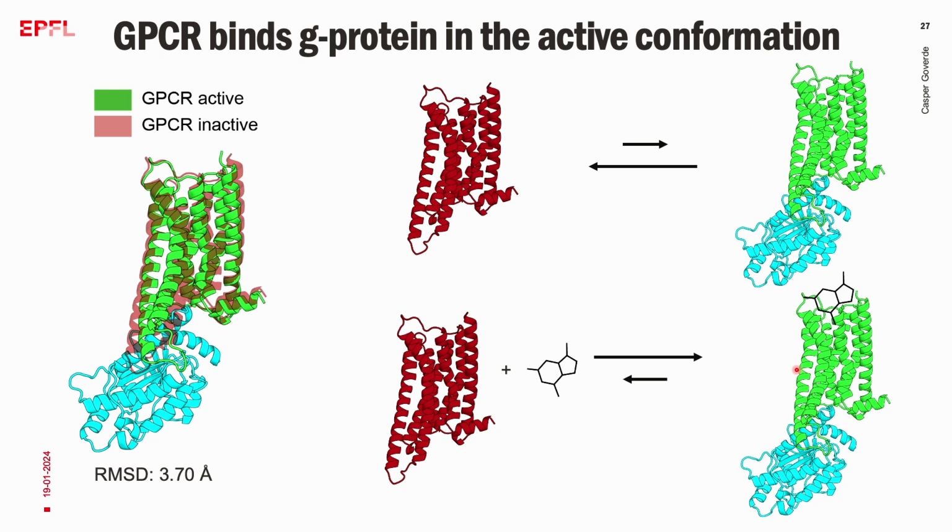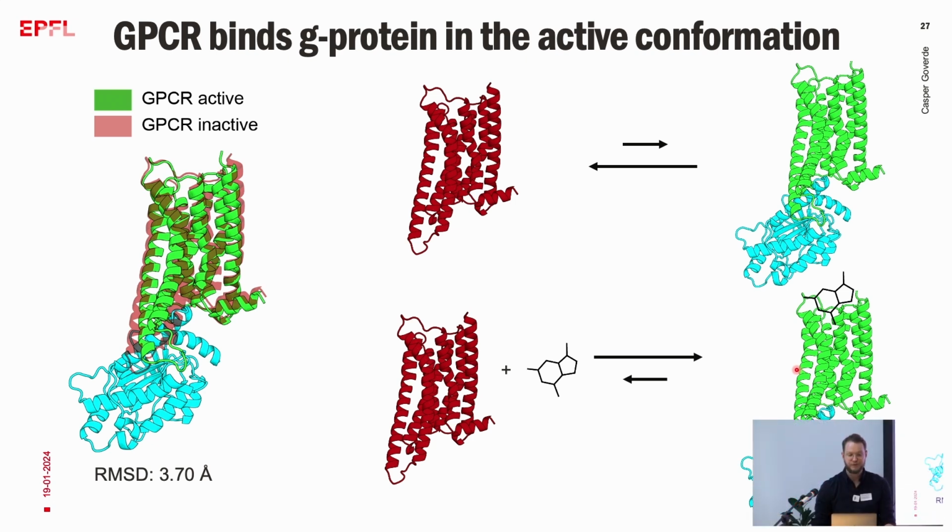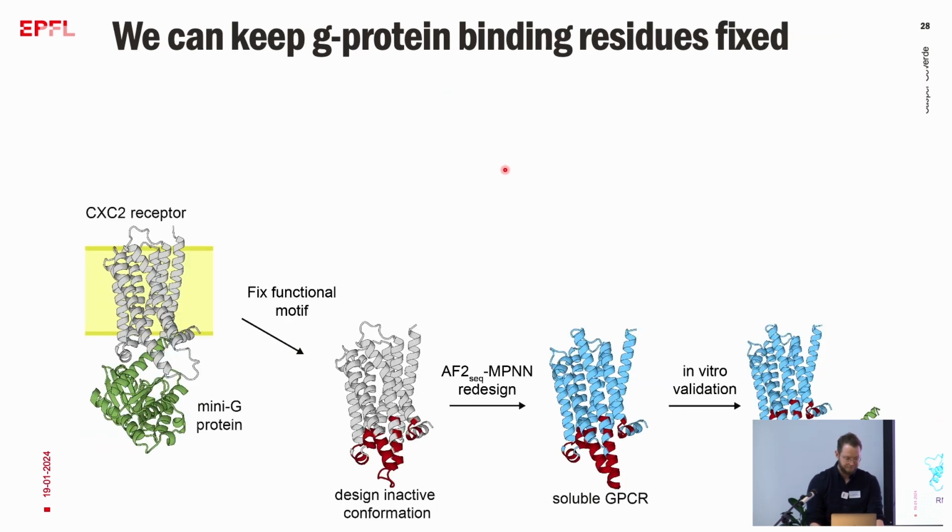So now baby steps. Do we have the accuracy to design with AlphaFold the active and inactive state? Can we design a GPCR that can bind G protein, designed in its active conformation, and can we design the inactive conformation that does not bind G protein? So we used the following pipeline. We selected a CXCR2 receptor, the main reason being that we have a crystal structure in the active and inactive conformation, so we know exactly what it looks like.